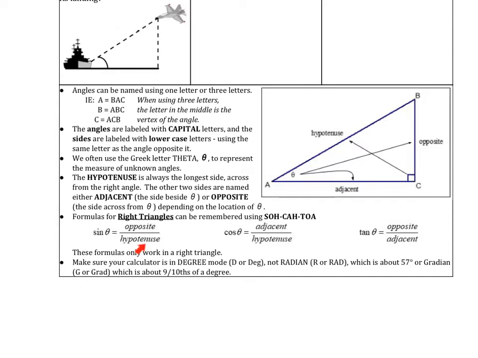And the three formulas for solving for angles and sides are here and here and here. There's three versions of it. We're going to go over all three of them.